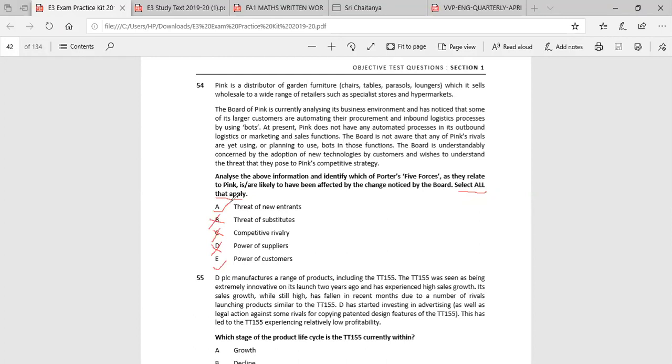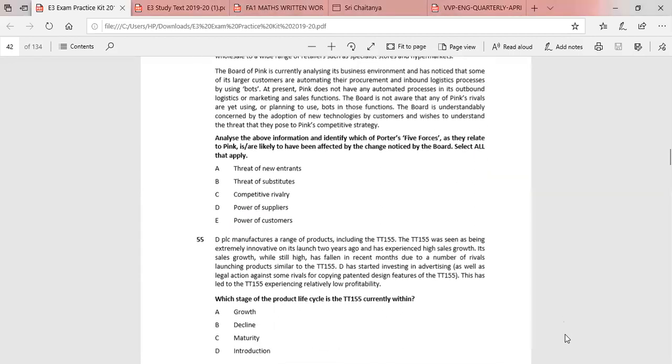Is that clear? Shruti, others? Is this clear? A and E will be the right options. Okay. Yes, please. Then we have life cycle analysis.